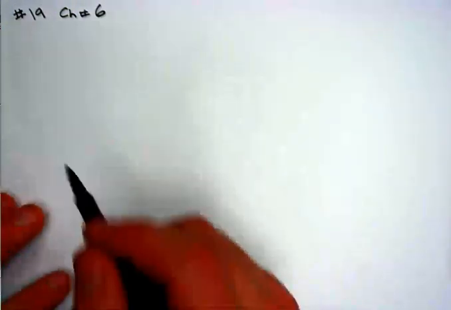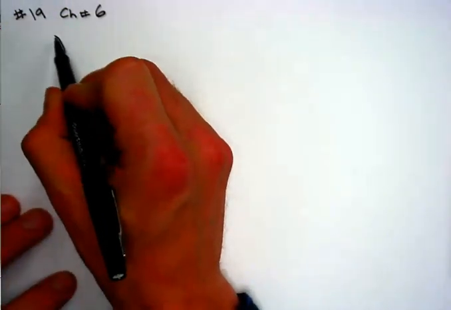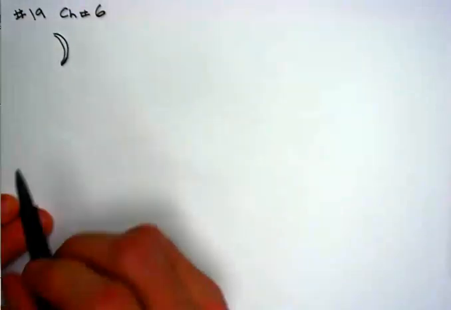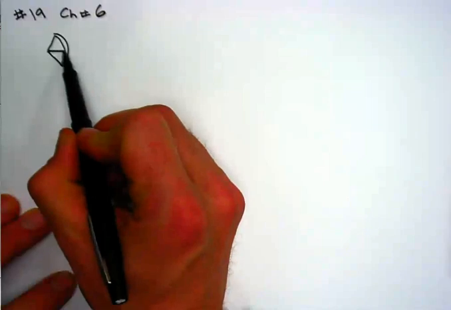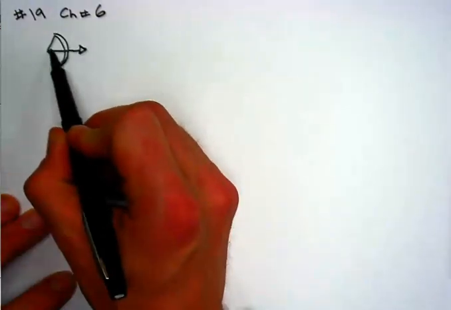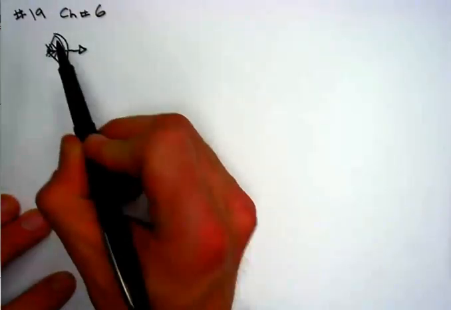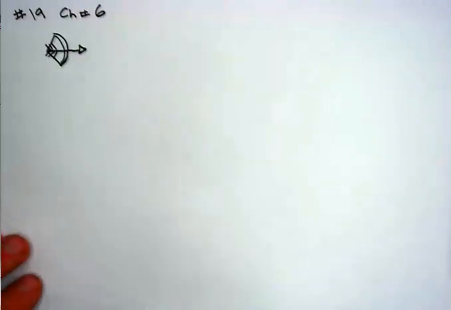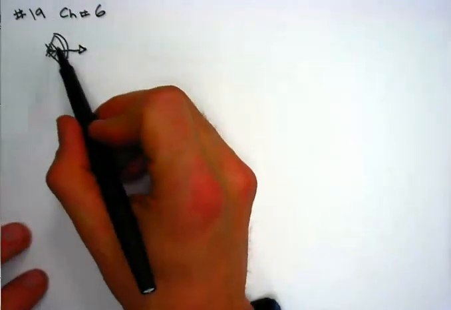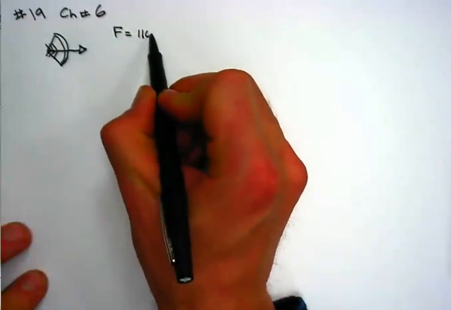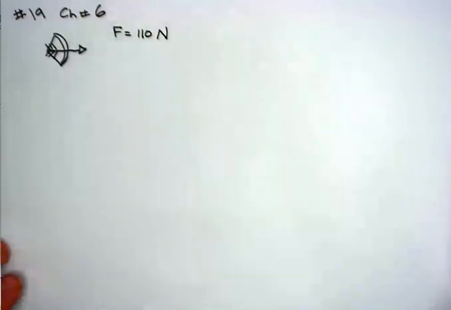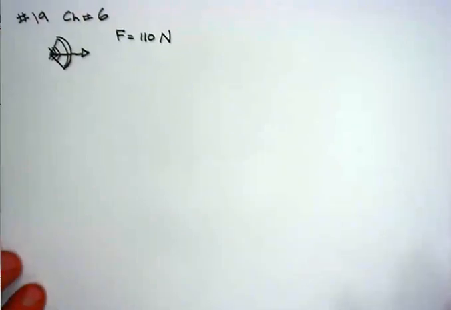The problem says I have a bow and arrow, okay? And you'll just have to excuse me right away for my drawings of said bow and arrow. But let's say bow and arrow look like so. All right, and I'm told that this string can exert a force of 110 newtons on the arrow.